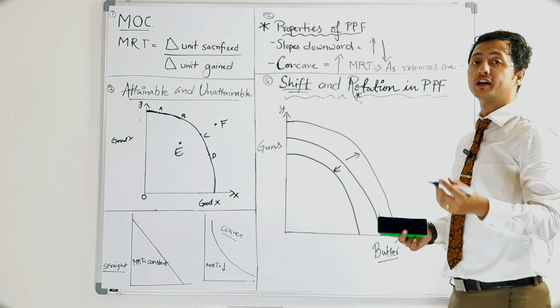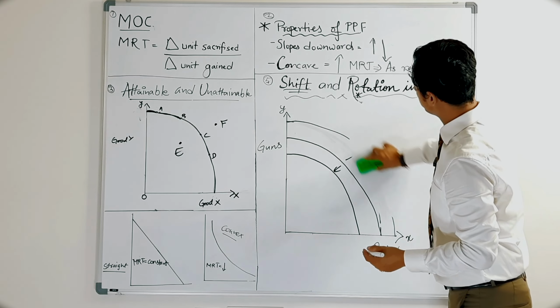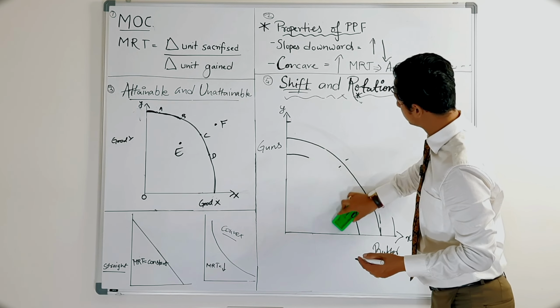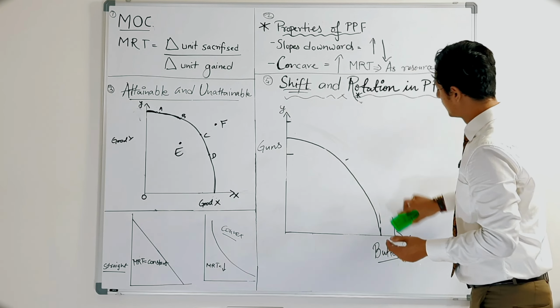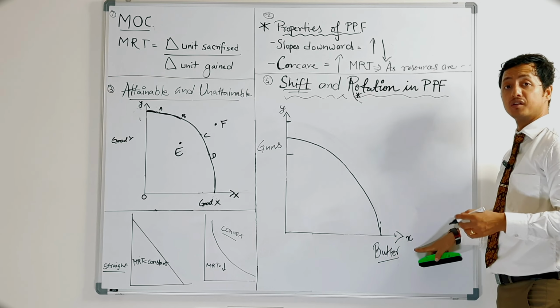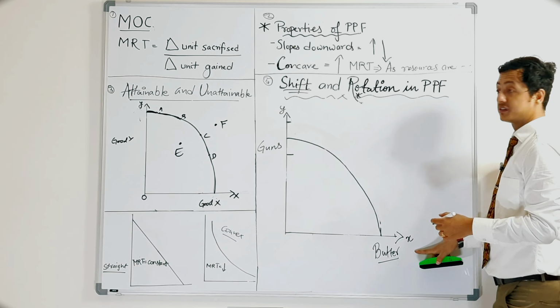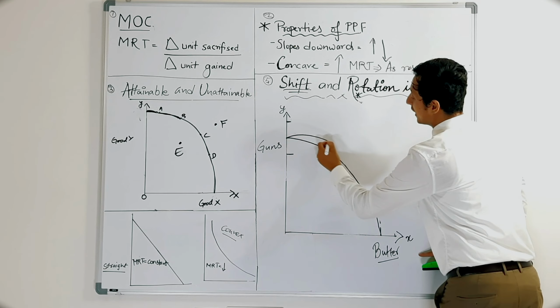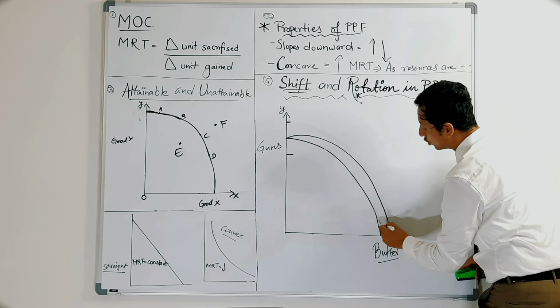Now, rotation we already did at first. Another illustration of rotation will be if the resources and technology for producing good X increase, then the PPF curve will react in this manner. It will rotate outward.